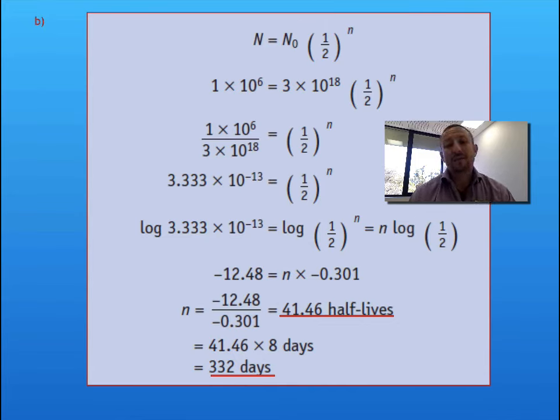Now I know what the half-life is, 8 days. So as a result, by multiplying that number of half-lives by 8 will give me the total number of days that it takes to produce that 1 million number of atoms. Okay, so I hope you found that useful. The equations are going to be fairly similar, depending on what type of equation you happen to use.